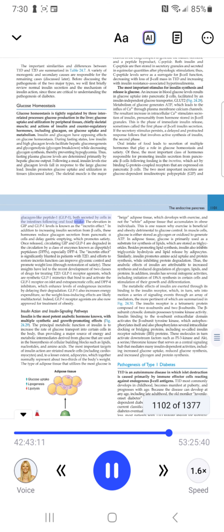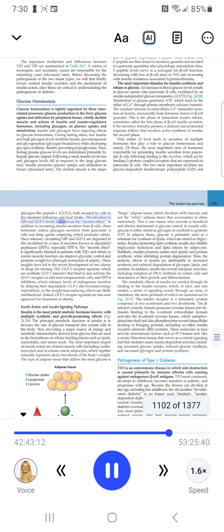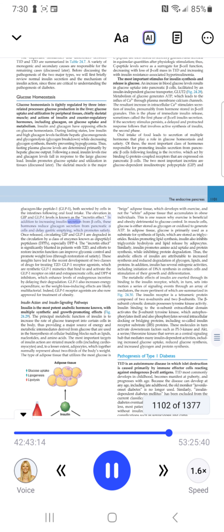Oral food intake. The elevation in GIP and GLP levels is known as the incretin effect. In addition to increasing insulin secretion from beta cells, these hormones reduce glucagon secretion from pancreatic alpha cells and delay gastric emptying, which promotes satiety.